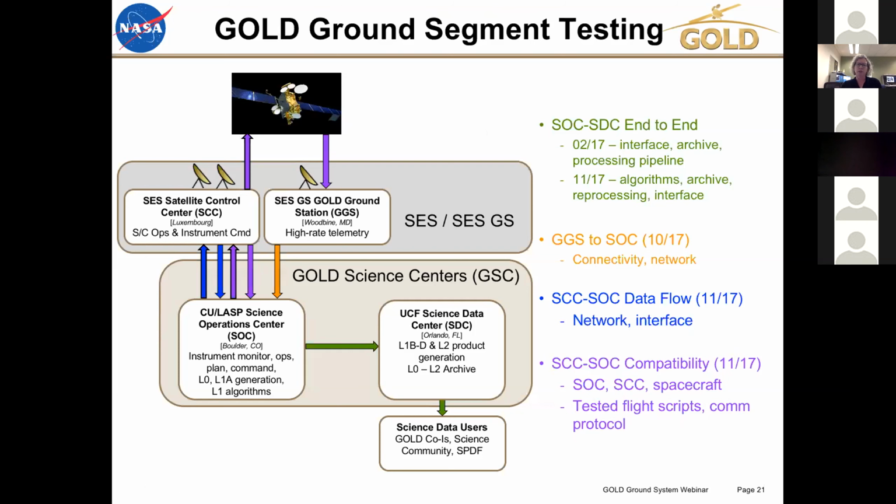Again, we really couldn't test all of these features in the end-to-end manner, like all during a single test, but between the 5 different tests, we were able to test the entire ground segment in an end-to-end fashion.